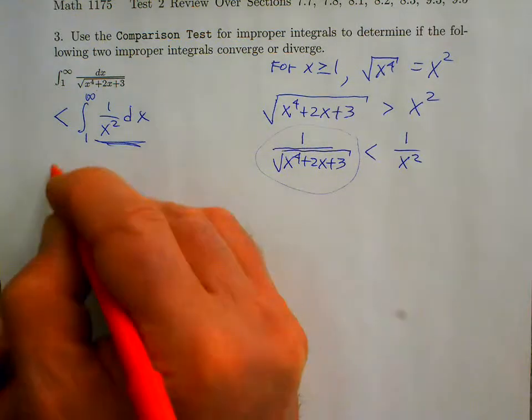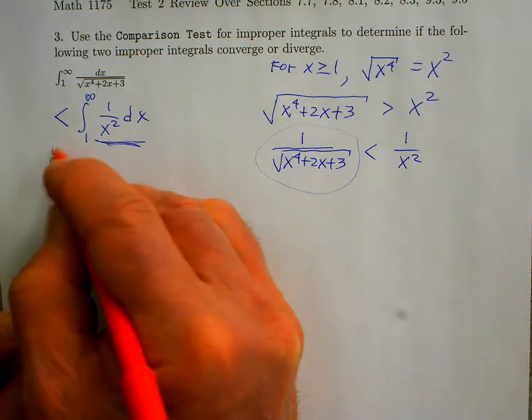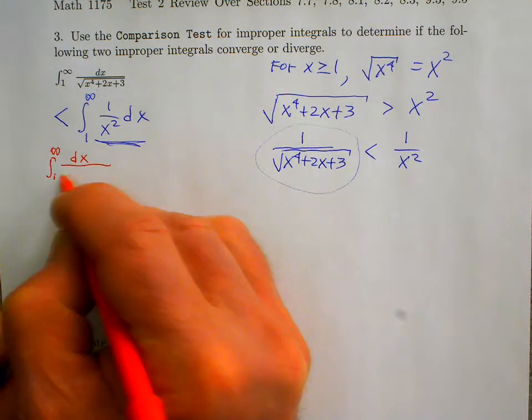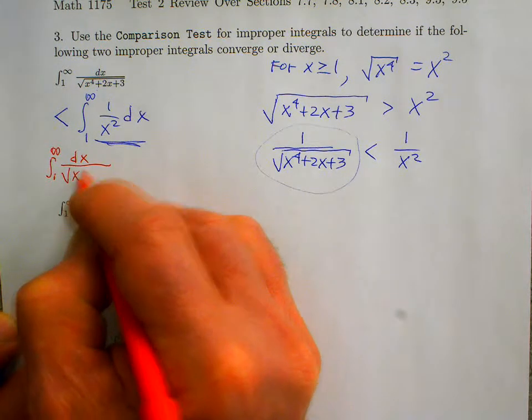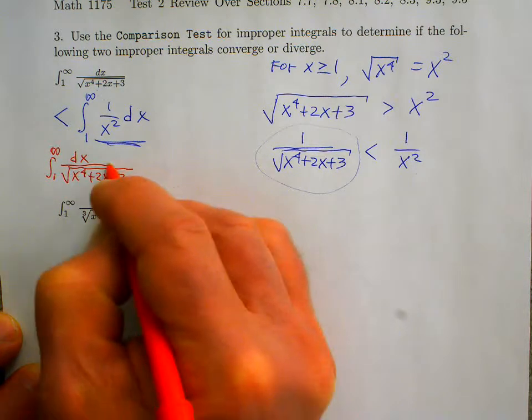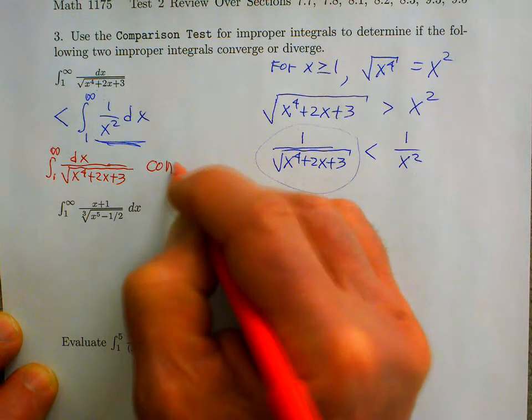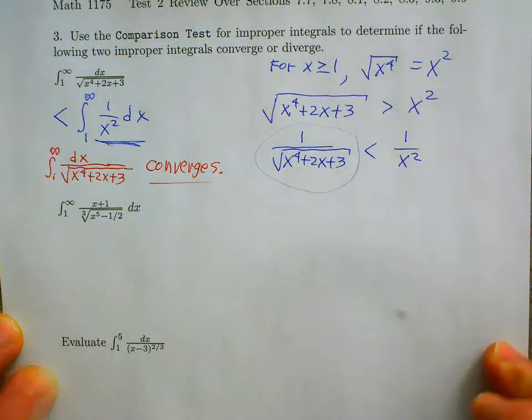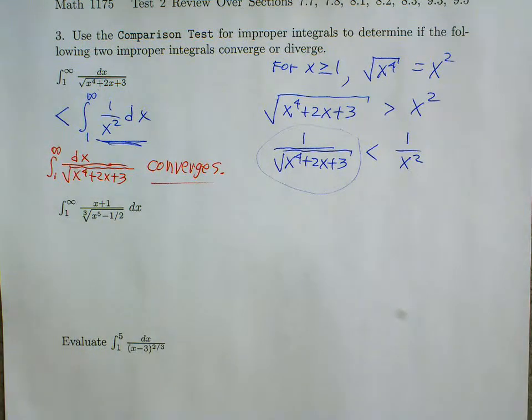Okay, so the improper integral of dx over the square root of x to the 4th plus 2x plus 3 converges. And that's all we're supposed to find. It doesn't say to find what it converges to, just determine if it converges or diverges.